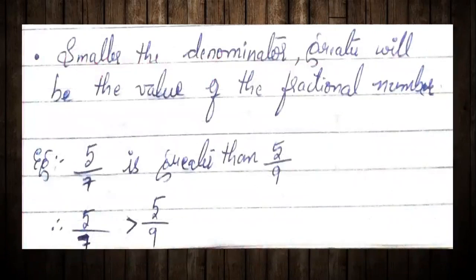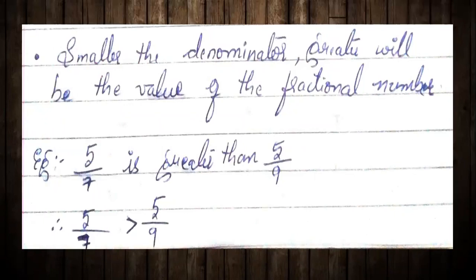The next note: smaller the denominator, greater will be the value of the fractional number. This is vice versa. If the denominator is smaller, then that will be the greater fractional number. For example, 5 by 7 is greater than 5 by 9. In both fractional numbers, the first has 7 in the denominator and the next has 9 in the denominator.